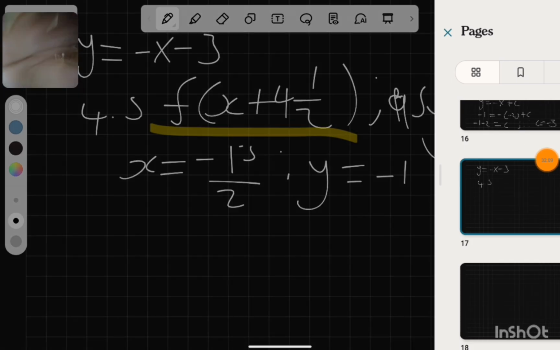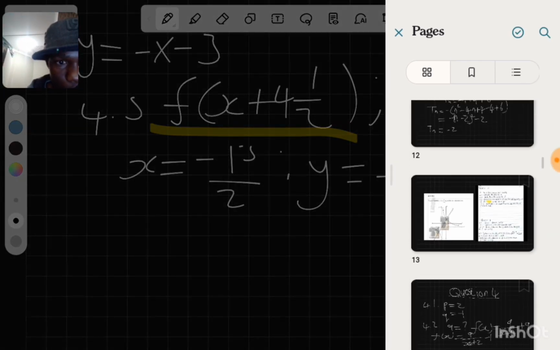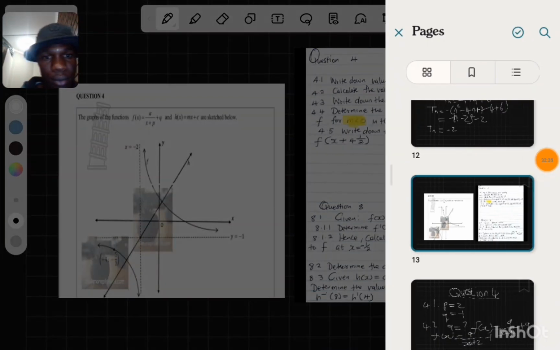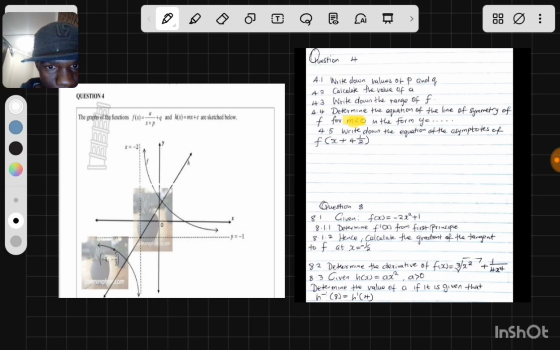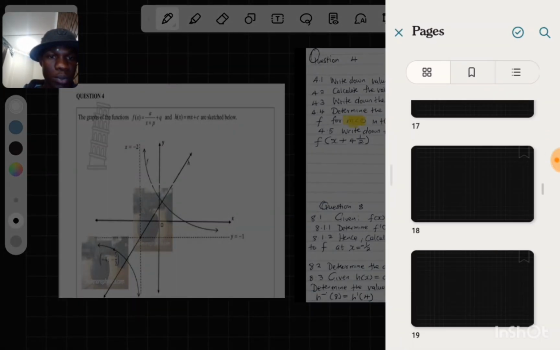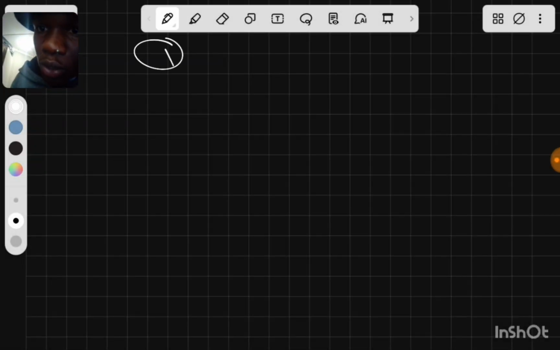So let's go on. I think this was our last question in this question. Yes, we are done with question 4. So we're going for question 8. Question 8 states that we are given f of x equals that one. Determine the derivative of f of x from first principle. You know first principle, guys. This is question 8.